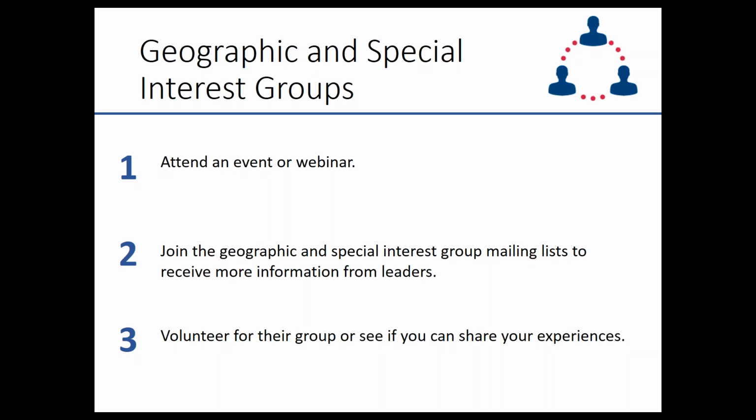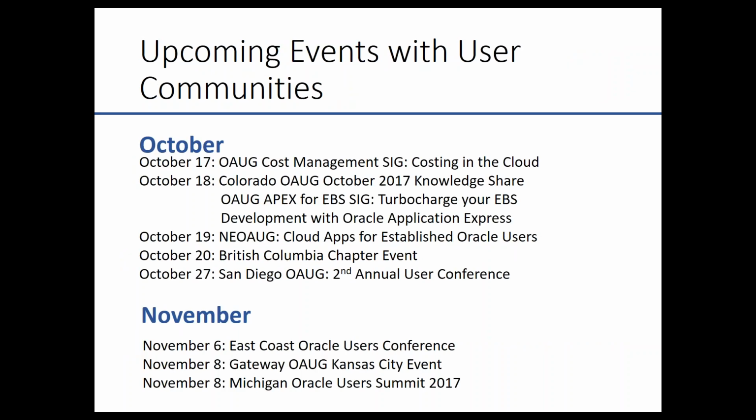And then if you're really involved, it might be a good opportunity to volunteer for their group, or you can see if they have time for you to be a speaker. If Collaborate isn't where you want to speak first, you can always see if one of your geographic and special interest groups will take your application to speak.